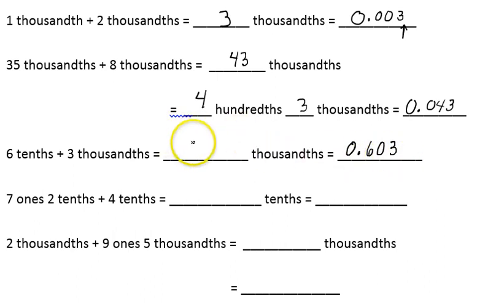So I have 603 thousandths, which makes sense because 6 tenths is the same as 600 thousandths, and then I have the 3 extra thousandths.